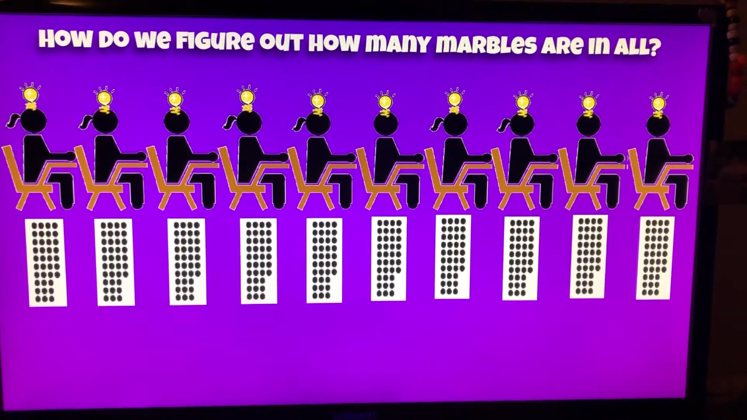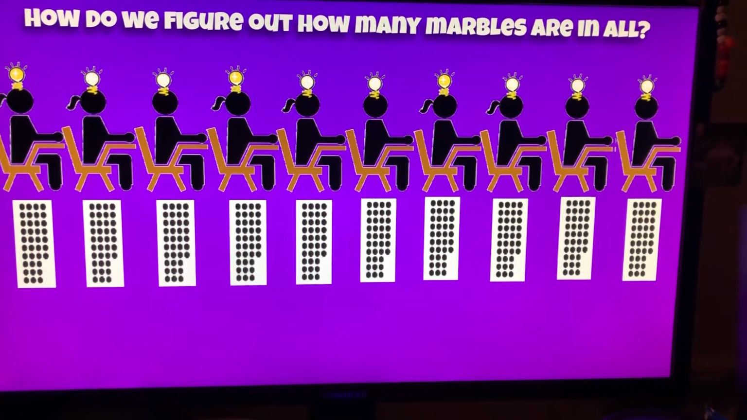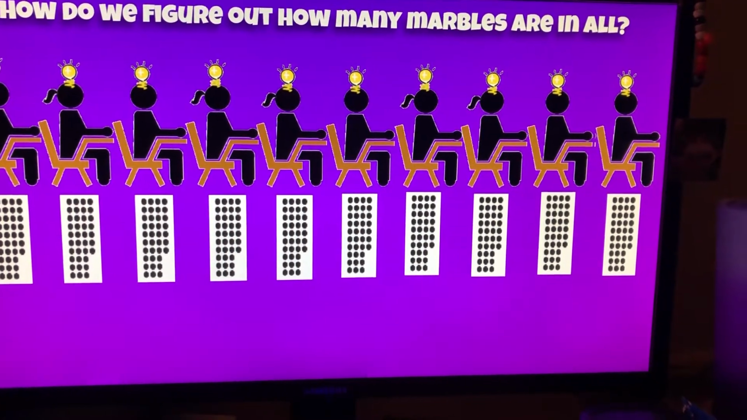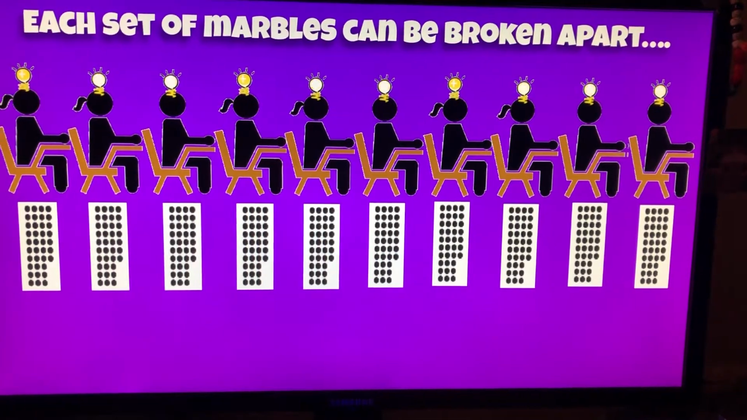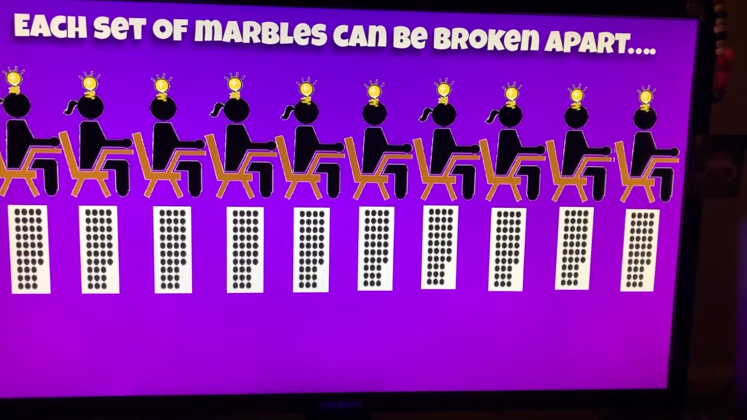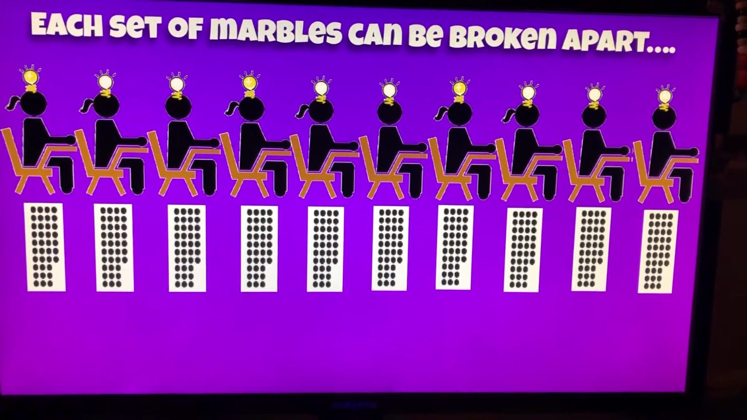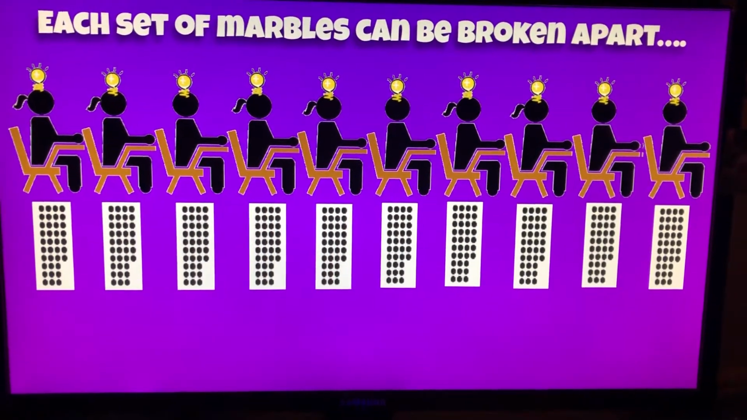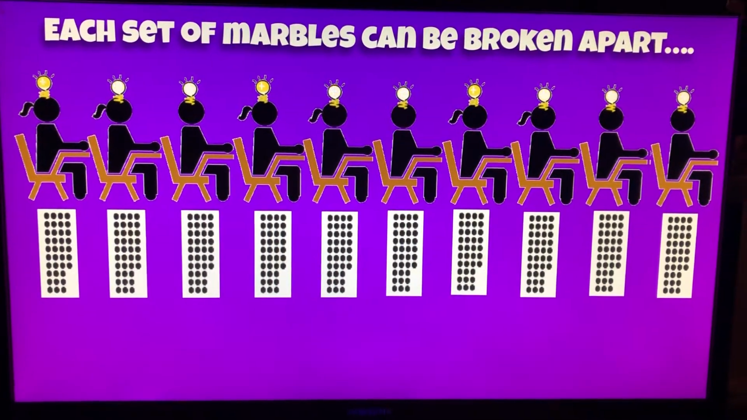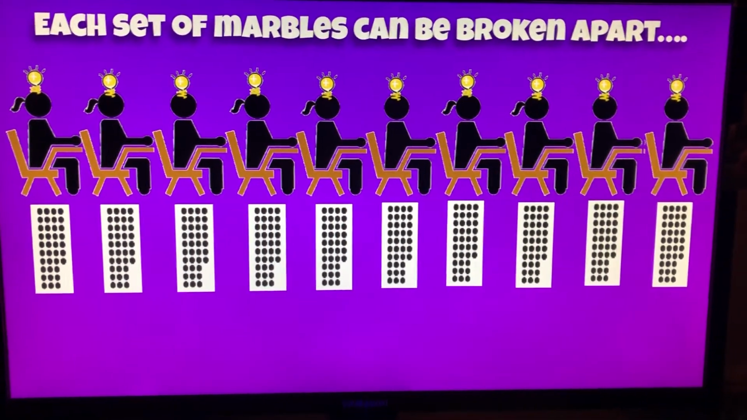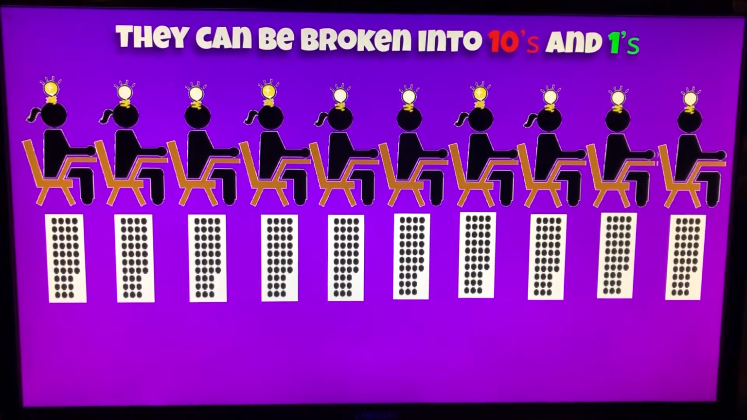How do we figure out how many marbles are in all? It'd be kind of hard to do 37 plus 37 plus 37 and keep going down the line. That would be a little hard. But each set of marbles can be broken apart. So think about what we said about base 10 and how 10 is a friendly number. What can we do with 37? Can we break it apart? They can be broken into 10s and 1s.